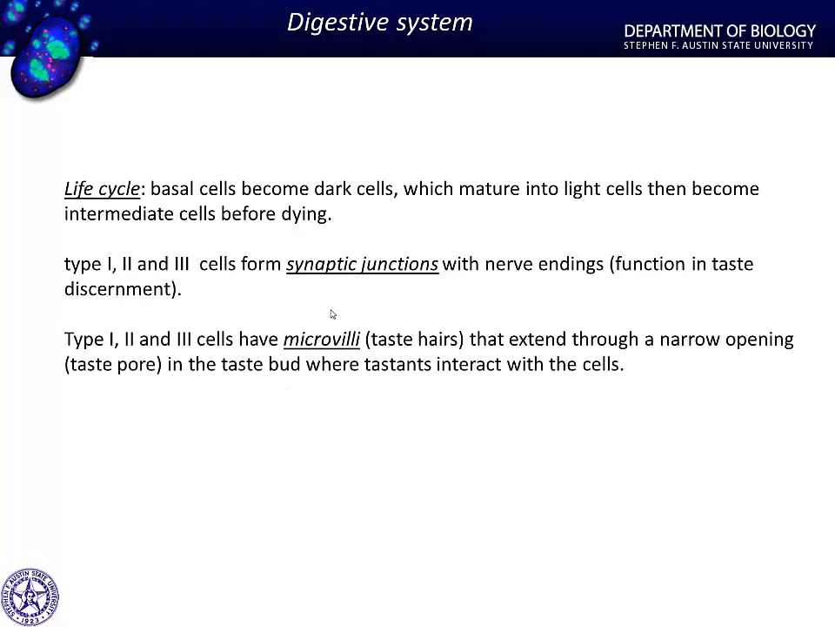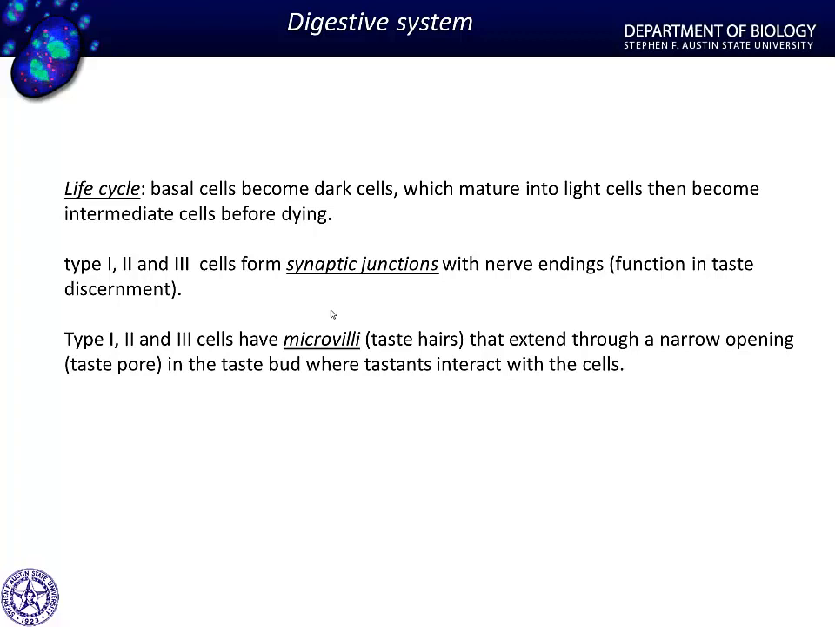Now, these type 1, 2, and 3, basically these cells are going to progress through a life cycle. And so as we look at the dark cells, the intermediate cells, light cells, this appears to be the pattern with which they mature. So basically basal cells, the regenerative cells, become dark cells. The dark cells will mature into light cells, and then the light cells become the intermediates in that staining before they die and need to be replaced.